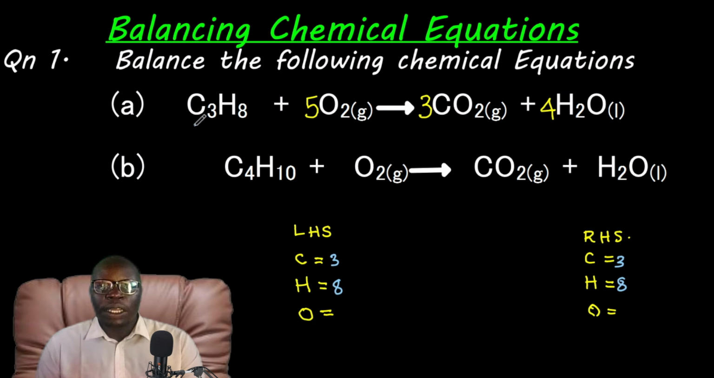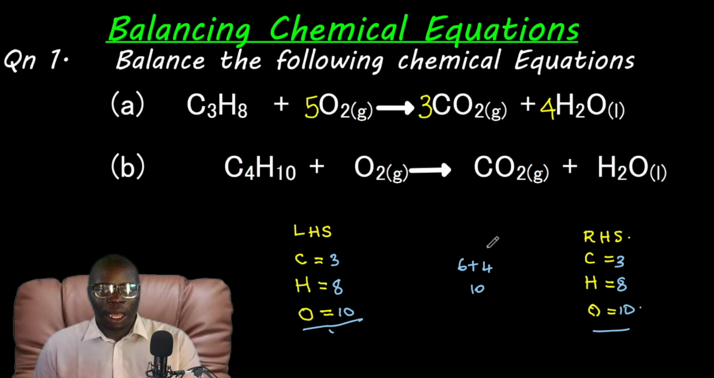Let's move to oxygen. We don't have any oxygen around here, but we have here. So 5 times 2 is 10. And from this side, oxygen has been scattered to carbon dioxide gas and water. So here we have 3 times 2, making 6. So 6 plus, on this side we have 4 times 1, that is 4. 6 plus 4 is 10. So we have also 10 as the number of atoms of oxygen on either side. So our equation 1 is balanced. And this is how simple it is to balance a chemical equation.